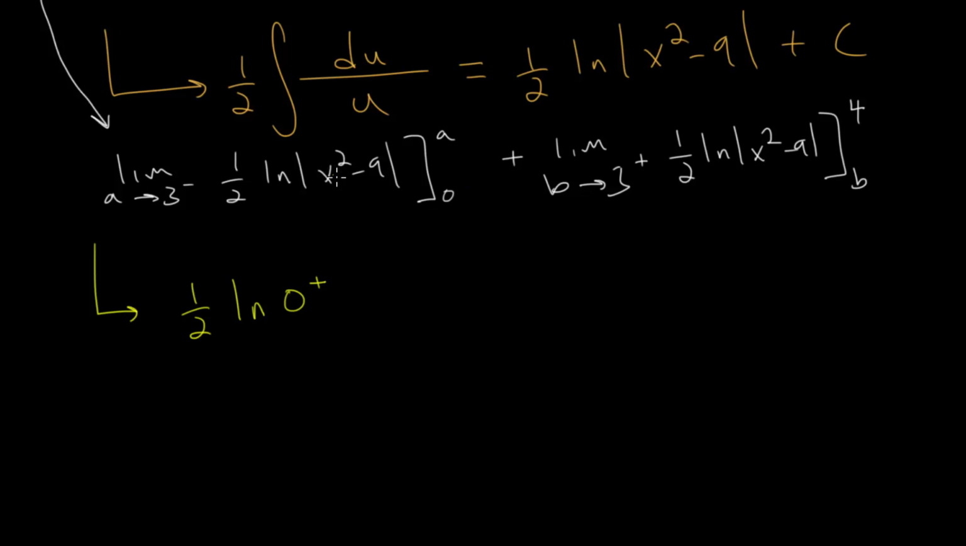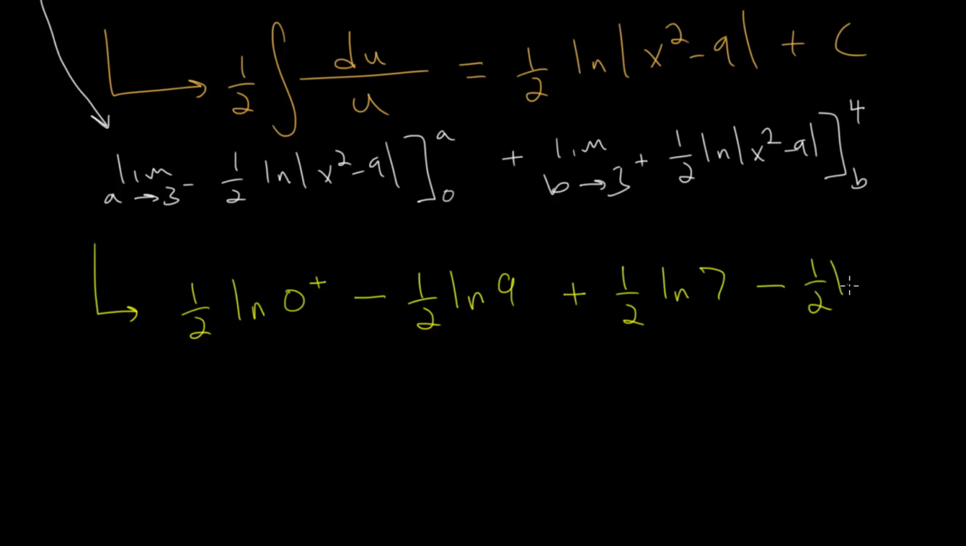We can now plug in 0, and we're subtracting this lower bound. We have minus 1/2, the natural log of the absolute value of negative 9, which will just be positive 9. So we have minus 1/2, the natural log of 9. Then we add what happens when we plug in our bound of 4 here. We have 4 squared, which is 16, minus 9, which would be 7. We have 1/2, the natural log of 7 there. And then we plug in b, and we're subtracting that.